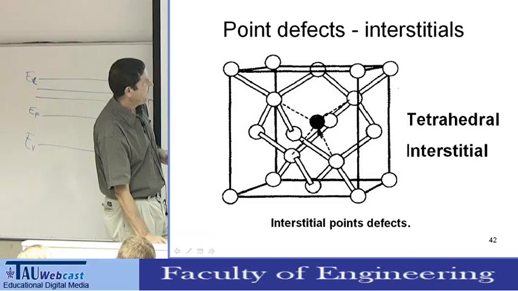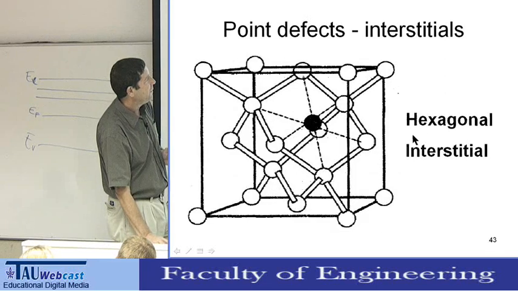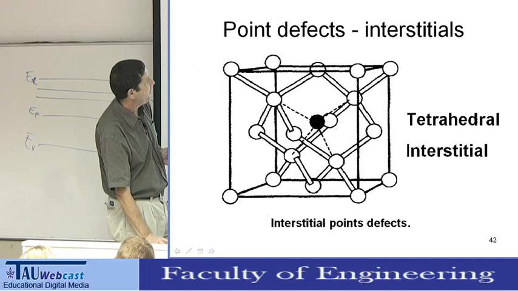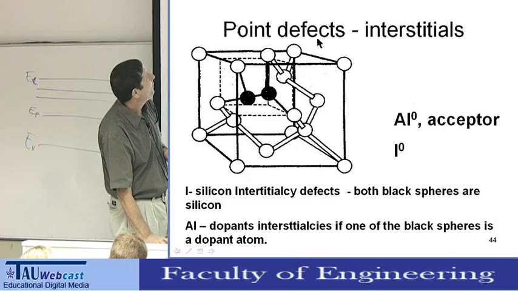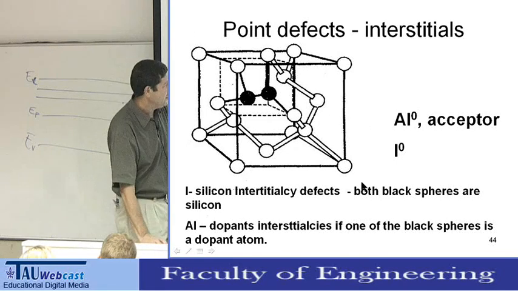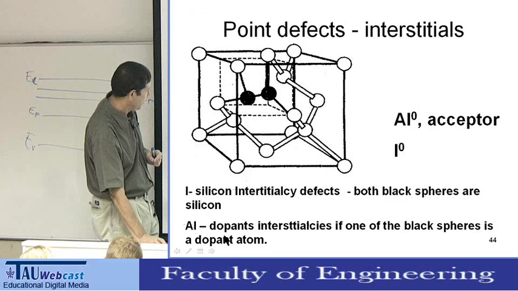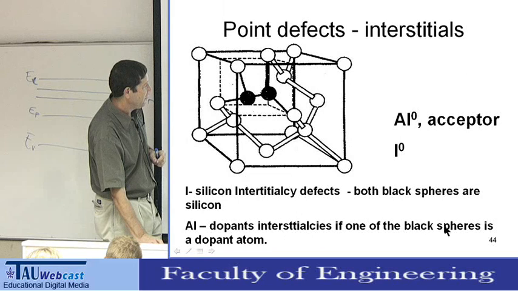Also the interstitials. You have an extra dopant here. This is an interstitial. This is called a tetrahedral interstitial. It sits here inside this void inside the lattice of the silicon. Or it can be a hexagonal interstitial, depending on where we put it inside the void. We can also have point defect interstitials. We can have a silicon interstitial defect. Both black spheres are silicon. And we have a dopant, so one of the black spheres is a dopant atom. So we have one extra silicon.